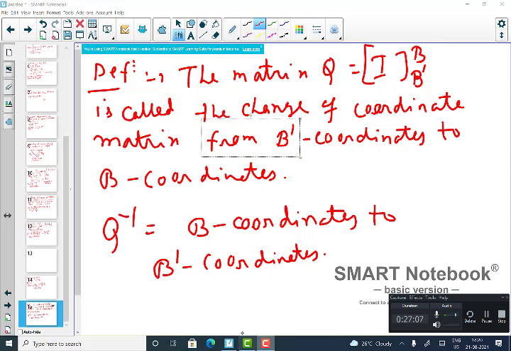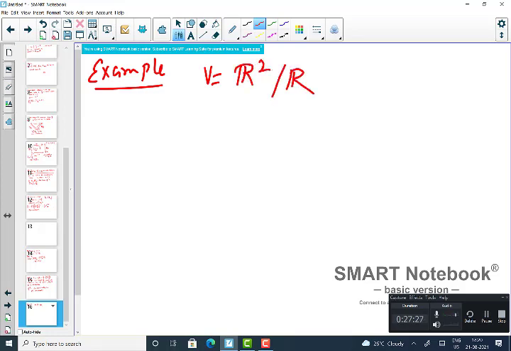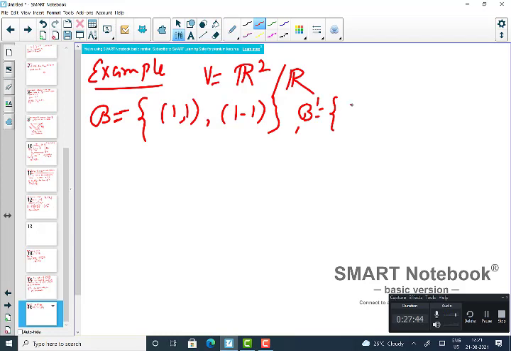Now we will give some examples, and let's see what is actually happening here. Example: let me choose R2 over R, and let me choose two bases. One basis B is (1,1) and (1,-1), and B dash is (2,4) and (3,1).